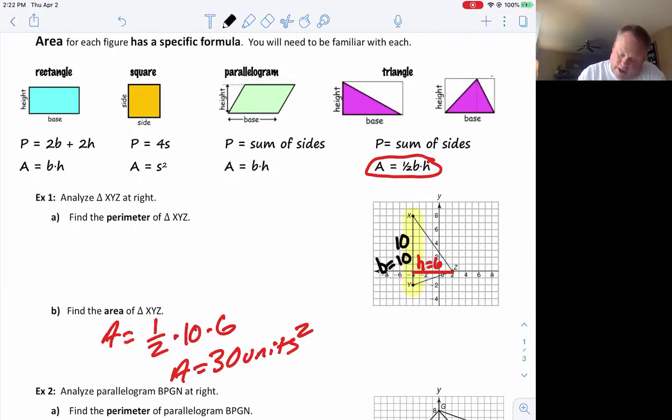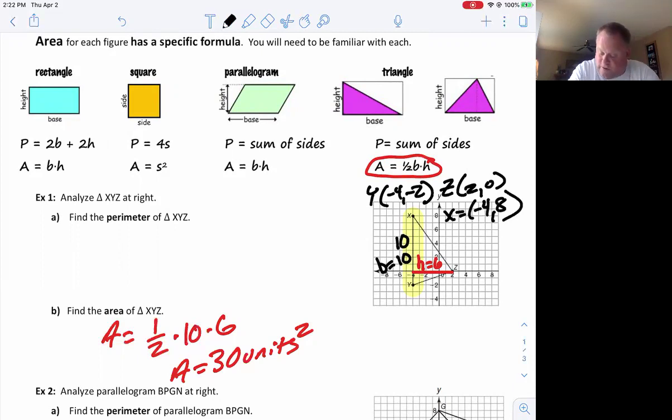Well, I know that y is at -4, -2. I know that z is at 2, 0. And I know that x is at -4, 8. Okay, so that's where those are located on the graph. And so now I can start finding the distance. So I want to find the distance of x to z.